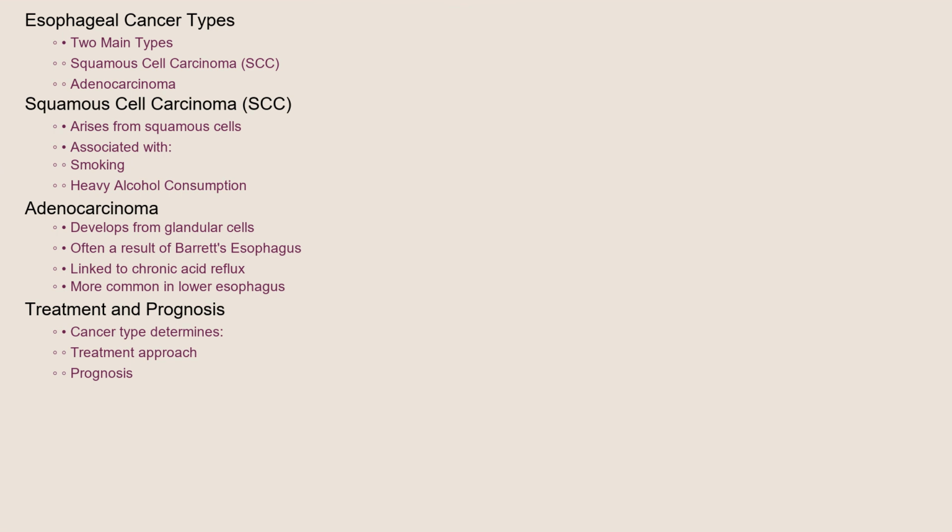Esophageal cancer is broadly classified into two main types, squamous cell carcinoma and adenocarcinoma. Squamous cell carcinoma arises from the flat, squamous cells that line the esophagus. It is often associated with smoking and heavy alcohol consumption. Adenocarcinoma, on the other hand, develops from glandular cells that have replaced the squamous cells, usually as a result of Barrett's esophagus. This type is more common in the lower part of the esophagus and is strongly linked to chronic acid reflux. The type of cancer determines the treatment approach and can influence the prognosis.